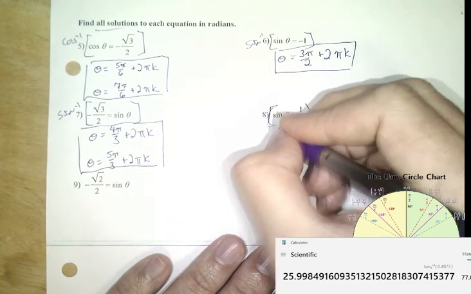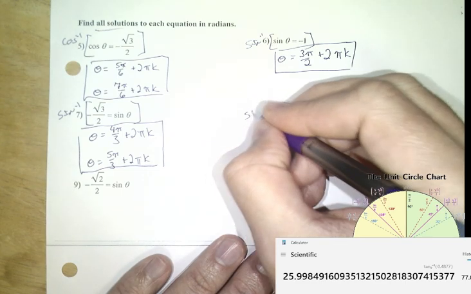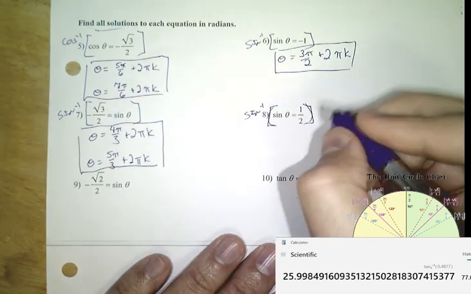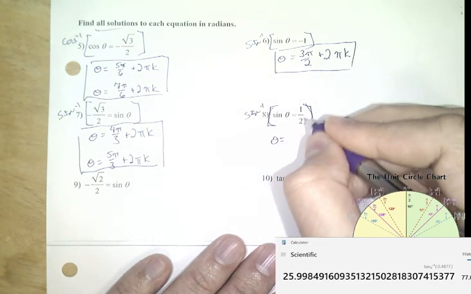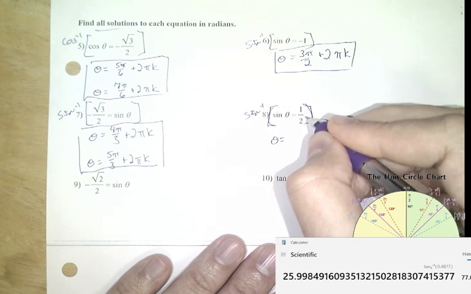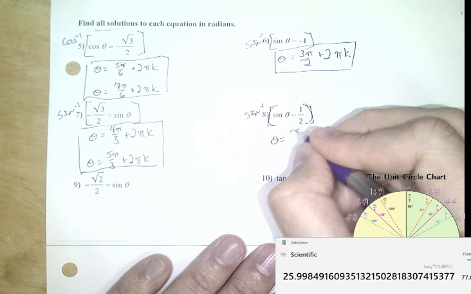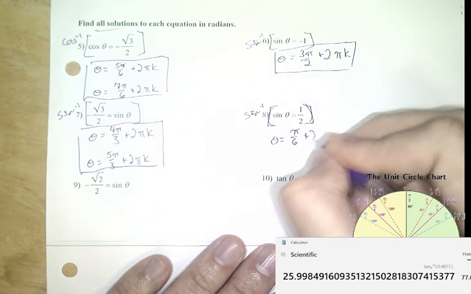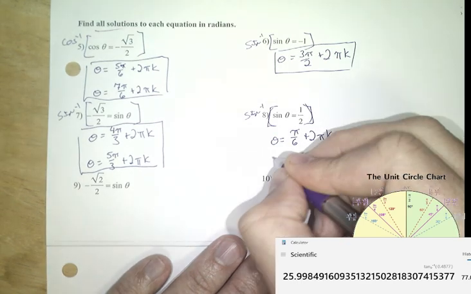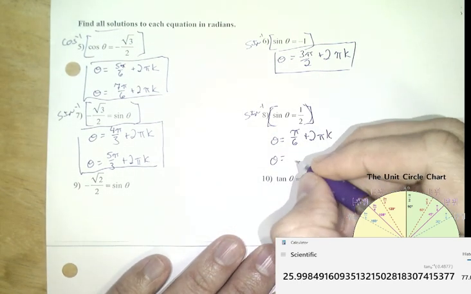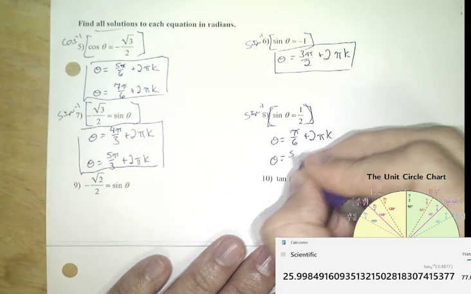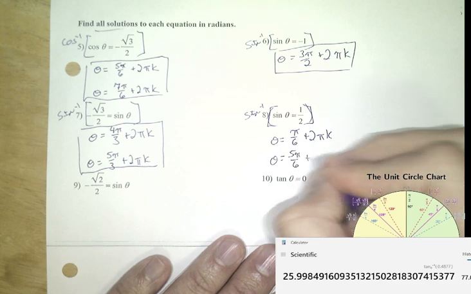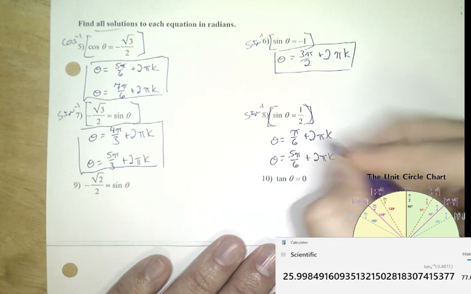Take the inverse sine again of both sides. And theta, so 1/2, I think that's going to be our pi over 3's again. No, pi over 6's. That's our pi over 6's. So that's going to be pi over 6 plus 2 pi k. And what's the other one on top? 5 pi over 6, I believe. 5 pi over 6 plus 2 pi k.